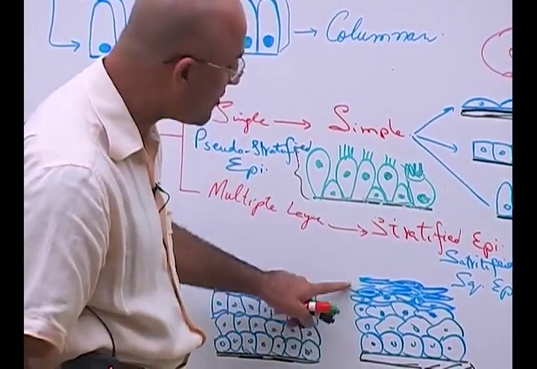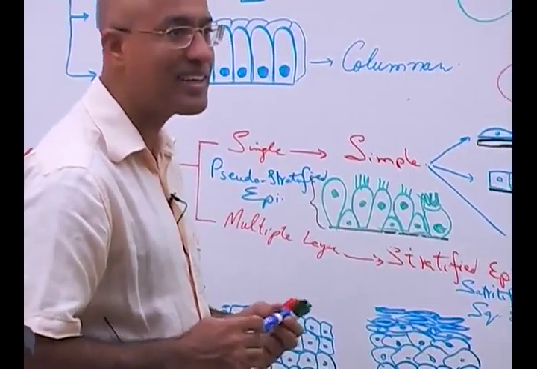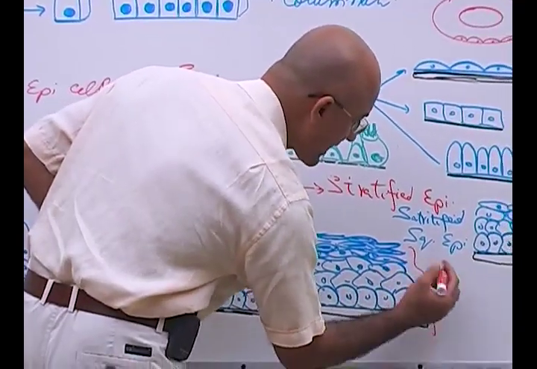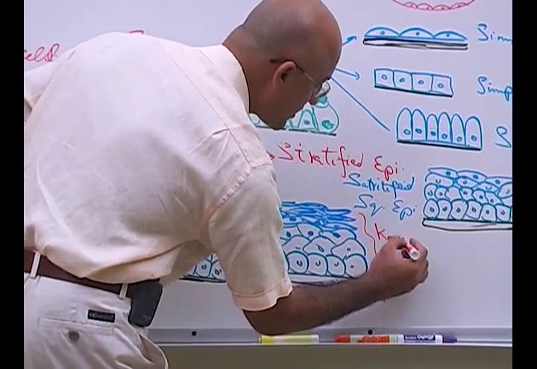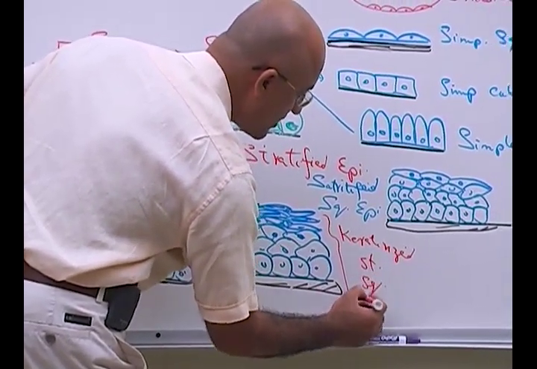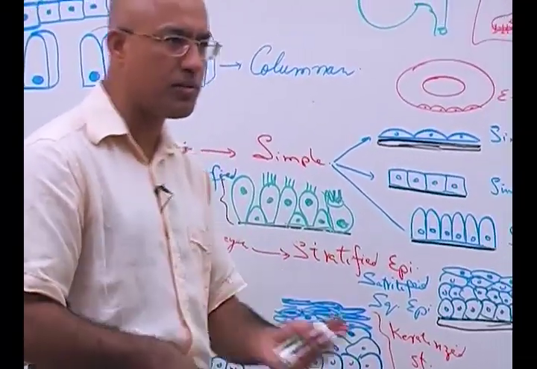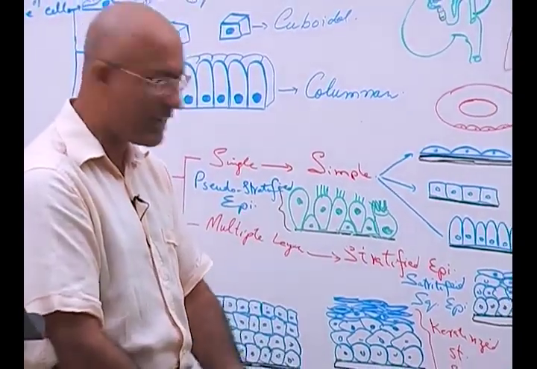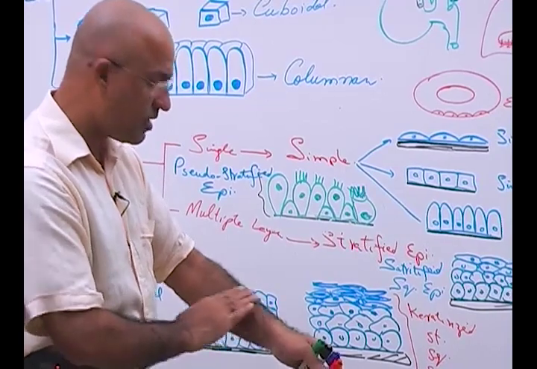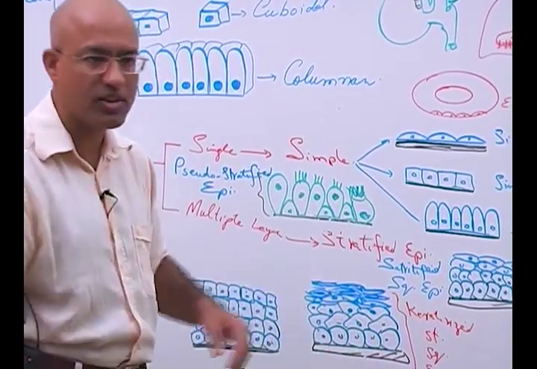So this type of stratified squamous epithelium, which has at the top cells without nuclei and full of keratin protein, is called keratinized stratified squamous epithelium. What will you call it? Keratinized stratified squamous epithelium. Now classically this keratinized stratified squamous epithelium is present on your skin, right? This keratinization helps you to resist injury or abrasions or mechanical pressure on the skin, right?